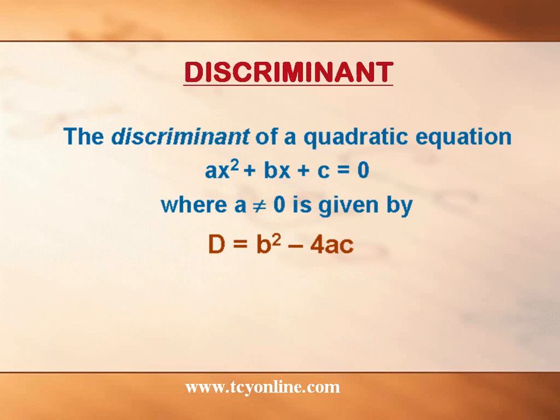Now let's learn about discriminant. The discriminant of a quadratic equation ax squared plus bx plus c equals 0, where a, b and c are some constants and x is a variable with highest degree 2, is given by D equals b squared minus 4ac. Remember, D equals b squared minus 4ac.